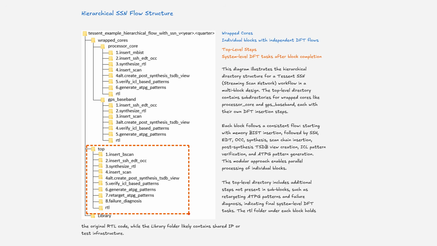The top-level directory includes additional steps not present in subblocks, such as retargeting of TPG patterns and failure diagnosis, indicating final system-level DFT tasks. The RTL folder under each block holds the original RTL code, while the library folder likely contains shared IP or test infrastructure.